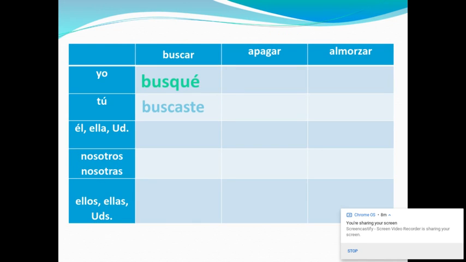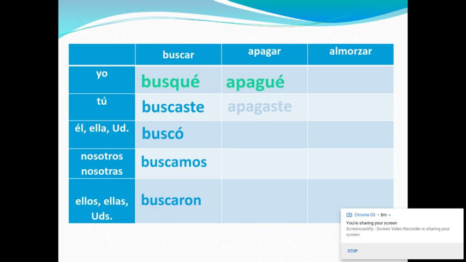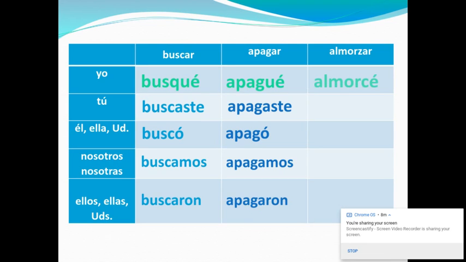So buscar: busqué, buscaste, buscó, buscamos, buscaron. Apagar, to turn off, or to put out if it's a fire: apagué, apagaste, apagó, apagamos, apagaron. Almorzar, to eat lunch: almorcé, almorzaste, almorzó, almorzamos, and almorzaron.